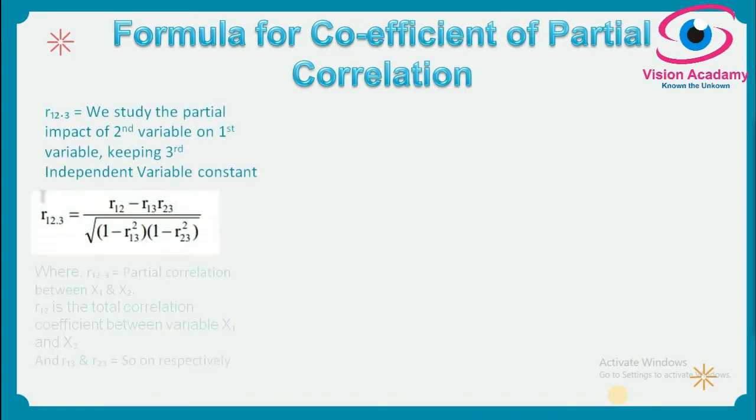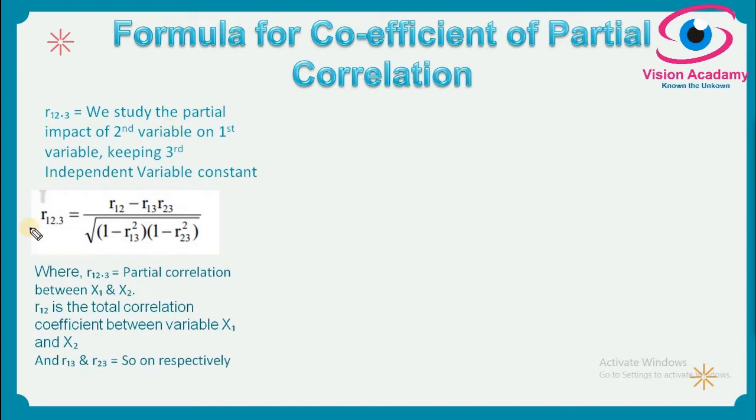So what kind of formula do we need to use in the case of partial correlation for each combination? Firstly, the first combination, as I explained, is R12.3, which means we study the partial impact of the second variable on the first variable, keeping the third variable constant. This is the formula we use to obtain R12.3. In the numerator, it is R12 minus R13 times R23. The product R13 multiplied by R23 is subtracted from R12. In the denominator, in the square root, within brackets, 1 minus R square 13 and 1 minus R square 23.